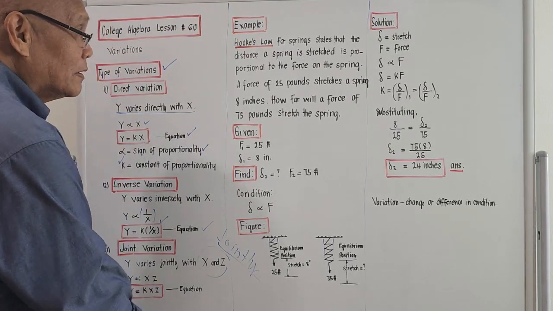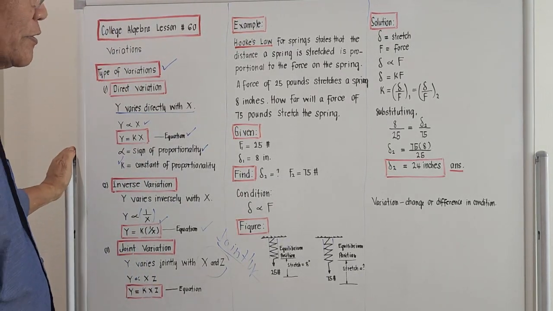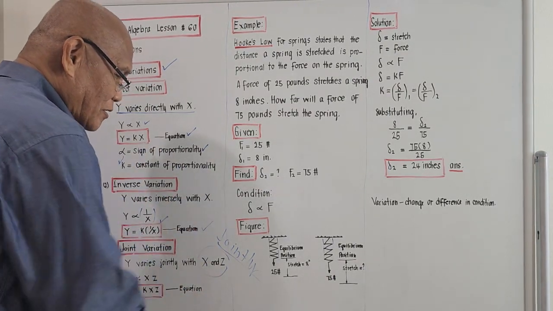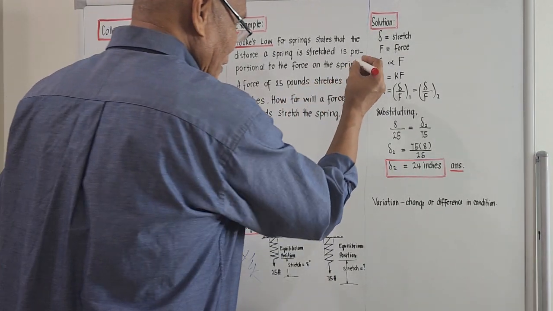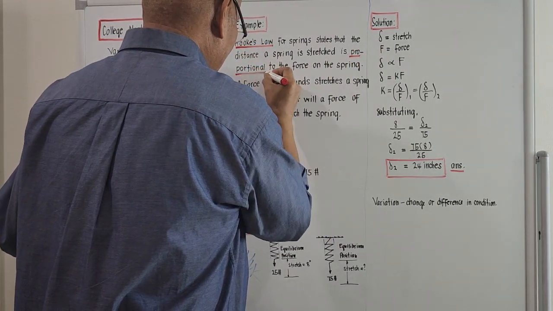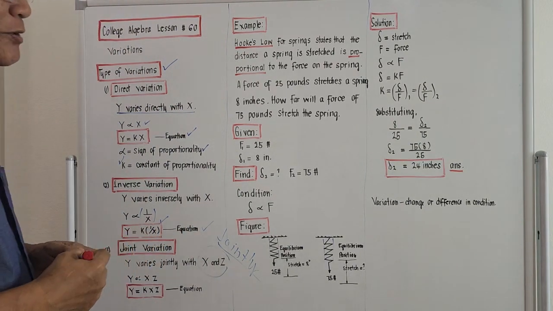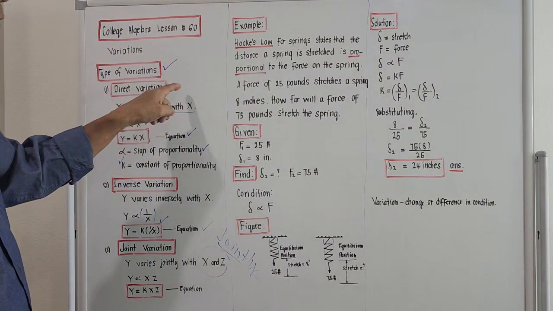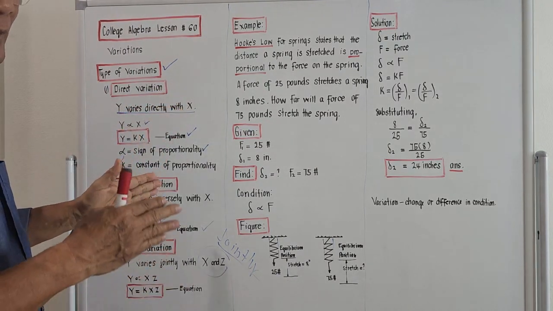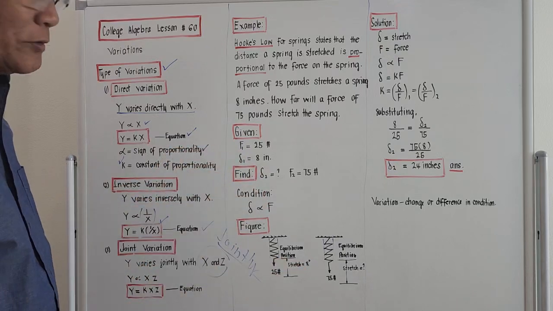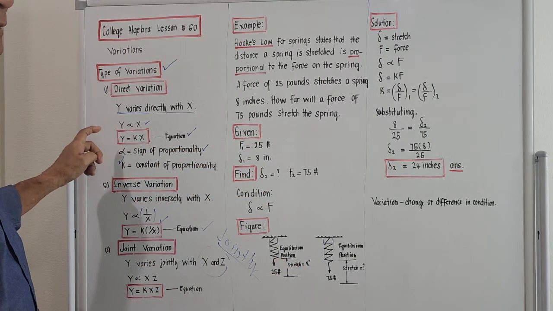Right? Hooke's law for spring states that the distance the spring stretches is proportional. There is a root word here, proportional. So if we try to analyze it, proportional should fall under direct variation. One variable is proportional to the other. It is under direct variation. So we are using equation number 1.